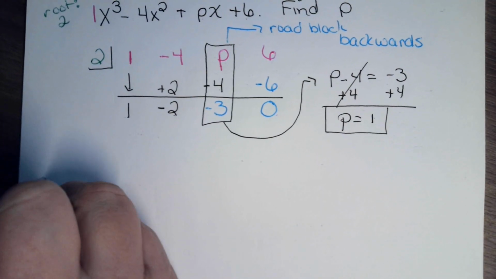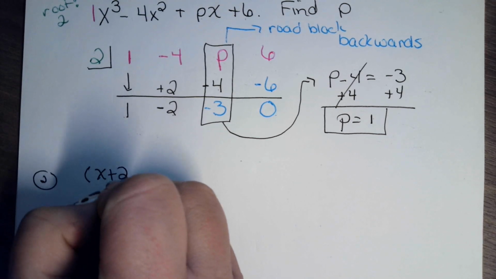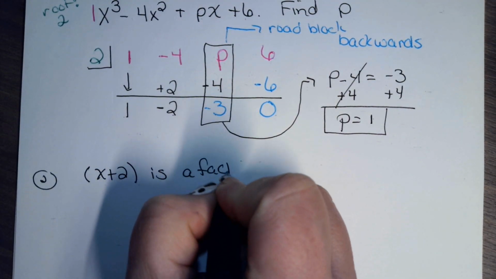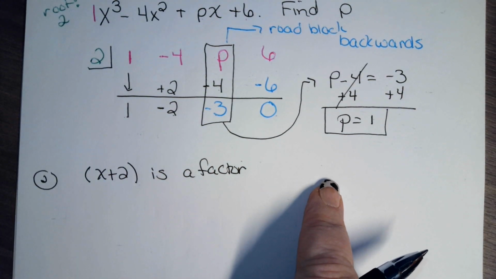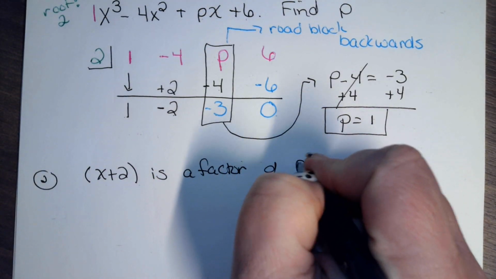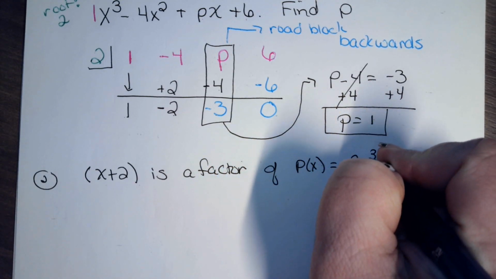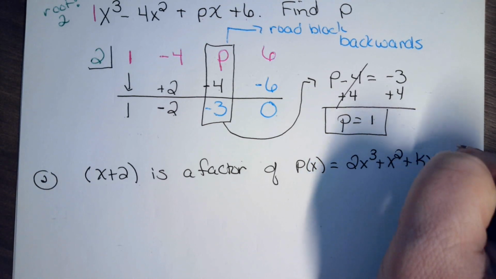Let's try another one. Let's say that we're given x plus 2 is a factor. Now sometimes they might not have the full set of directions, but you always assume it's a factor unless you're told otherwise. Okay? So x plus 2 is a factor of the polynomial 2x cubed plus x squared plus kx plus 2.